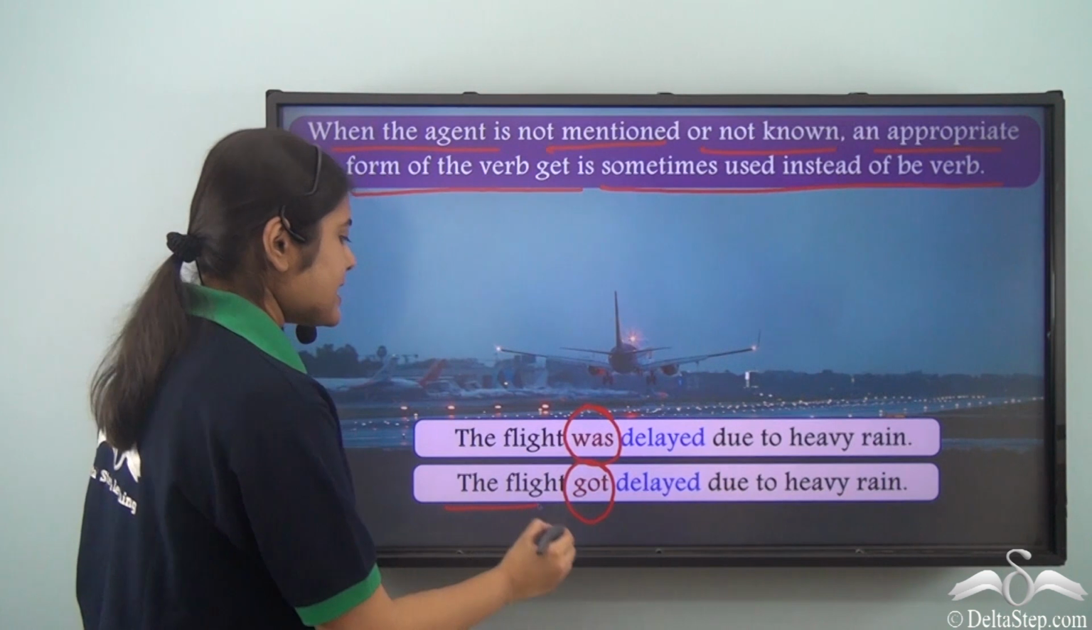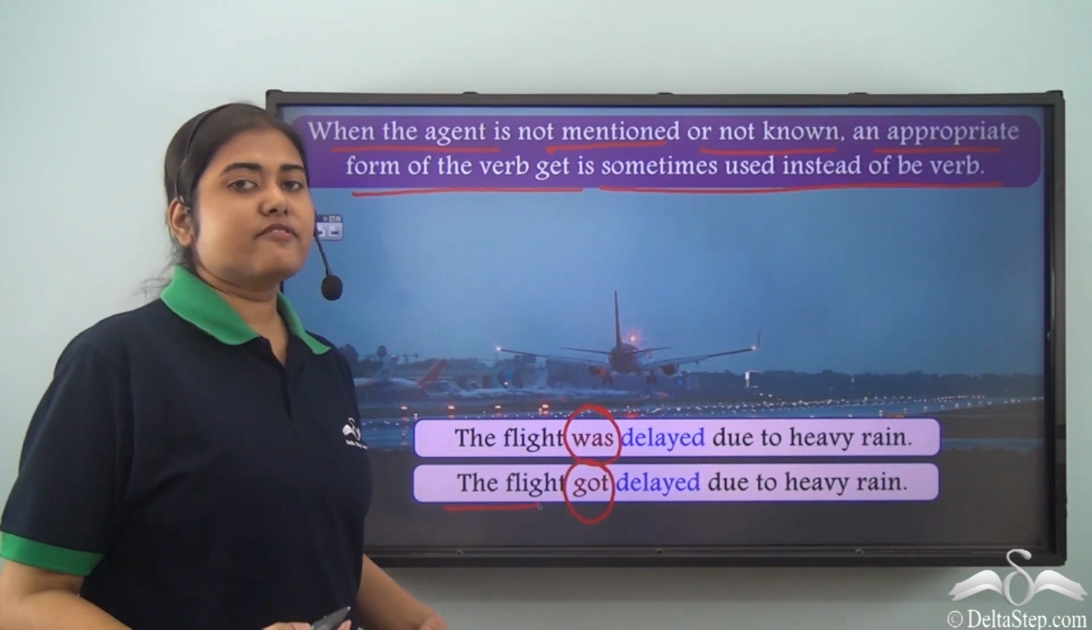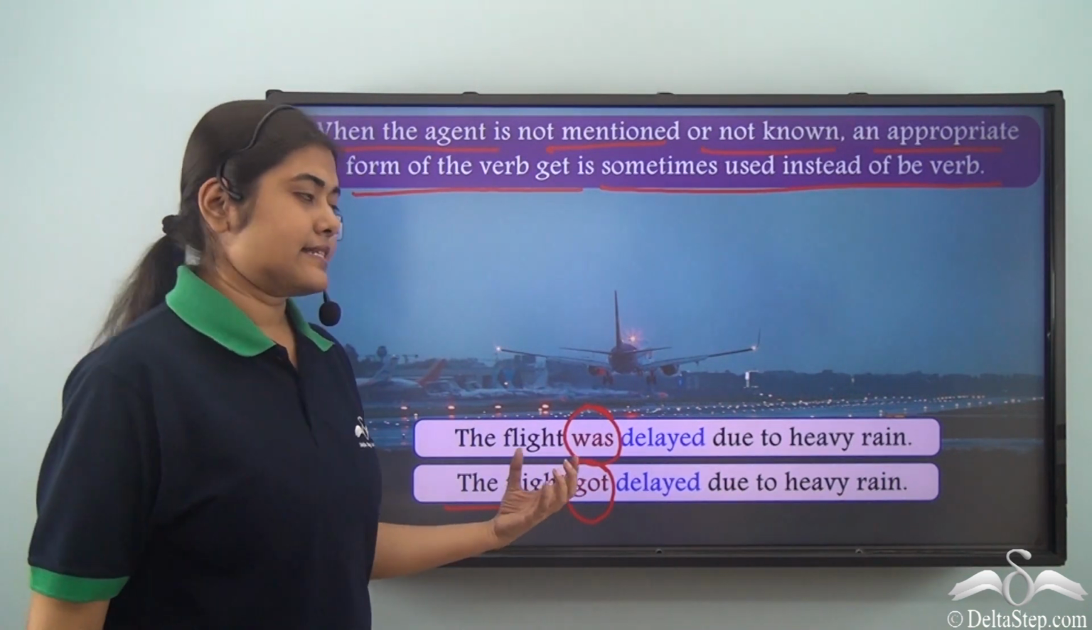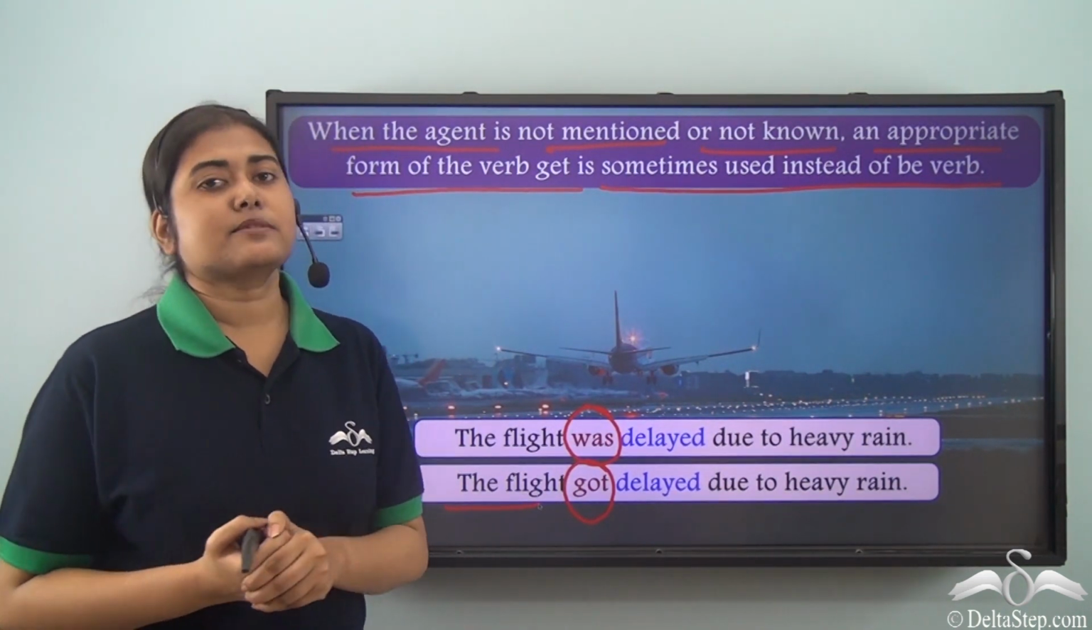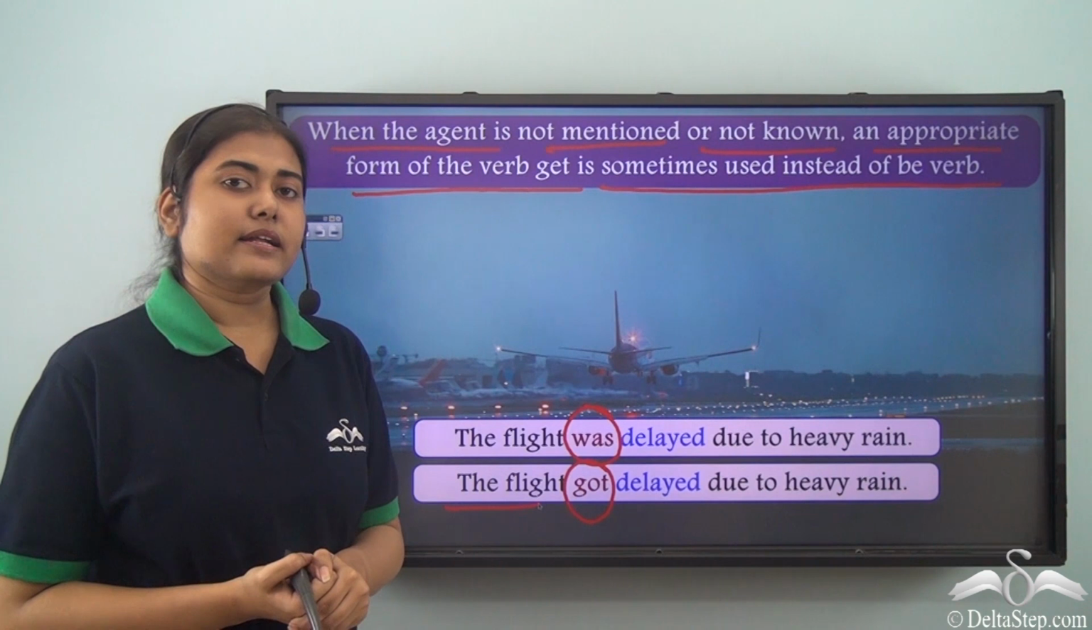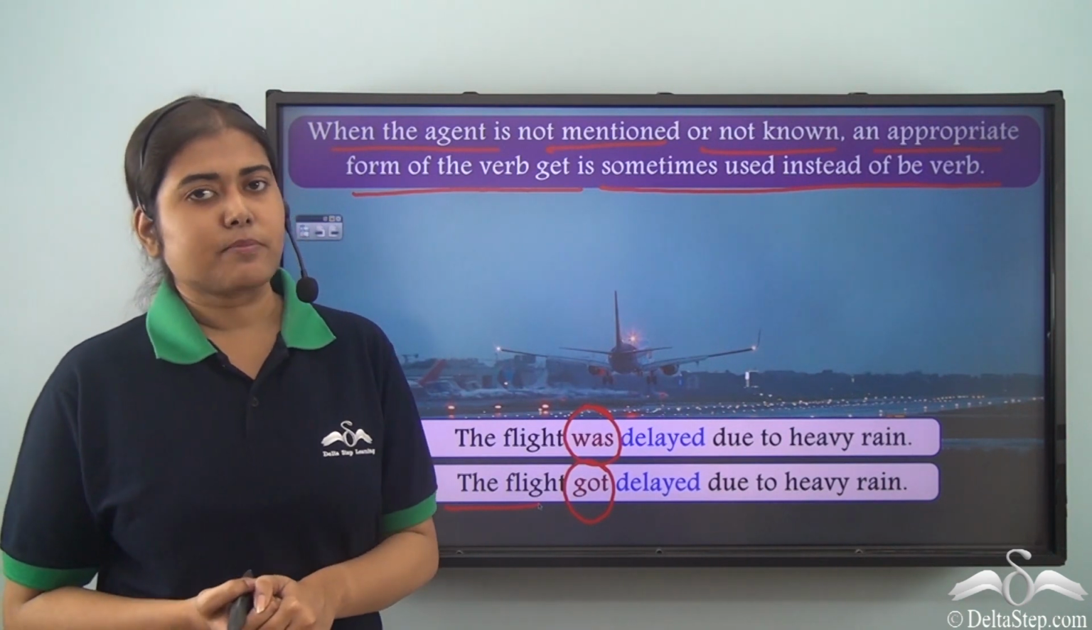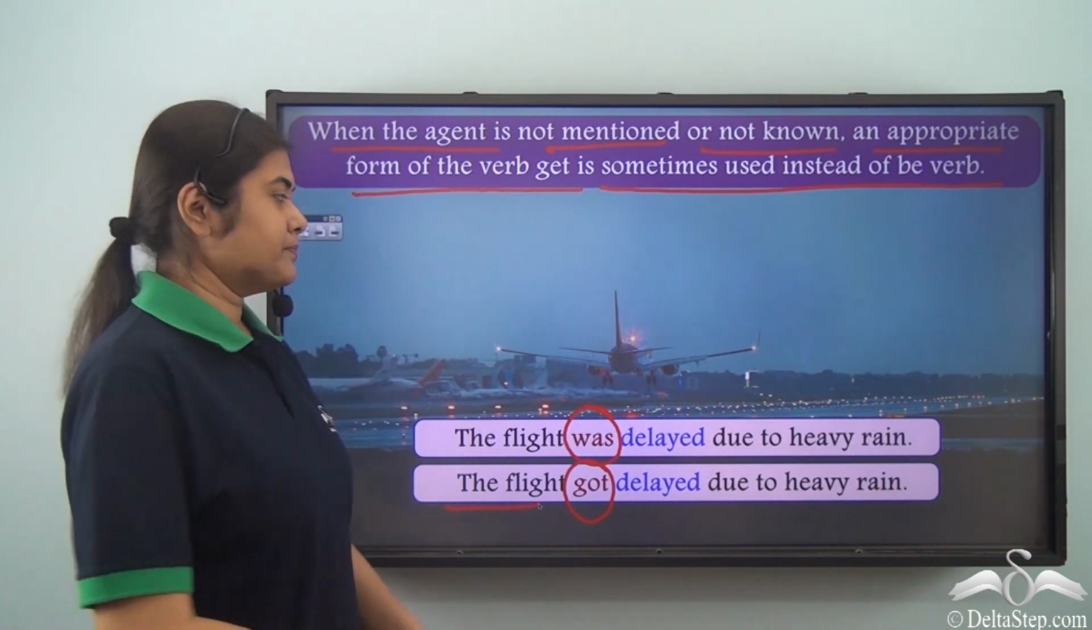But even this sentence is in the passive voice. So these are exceptional cases where we do not have the be plus past participle form but have get plus past participle form of the verb.